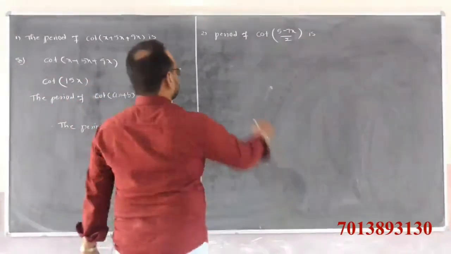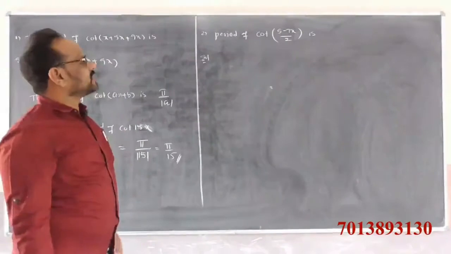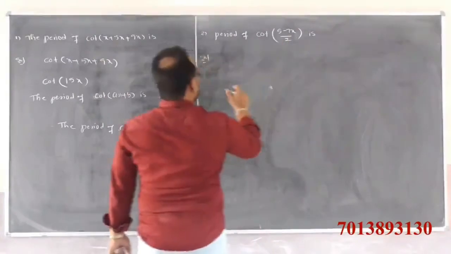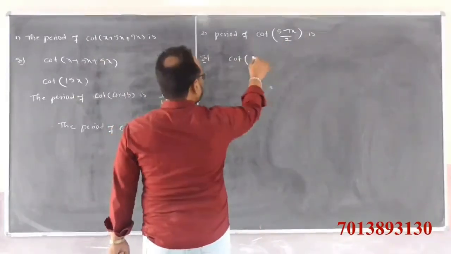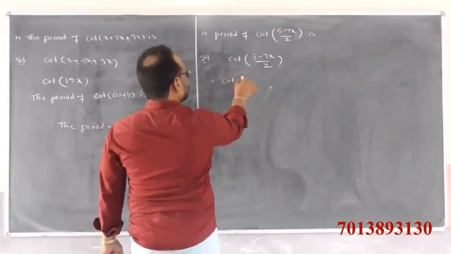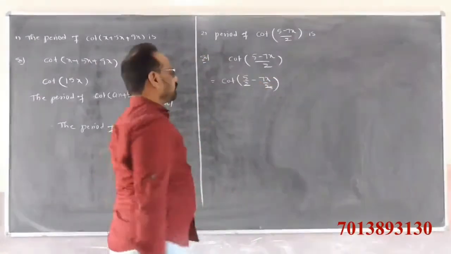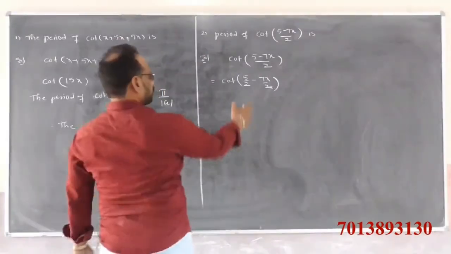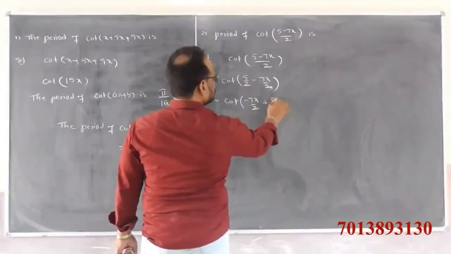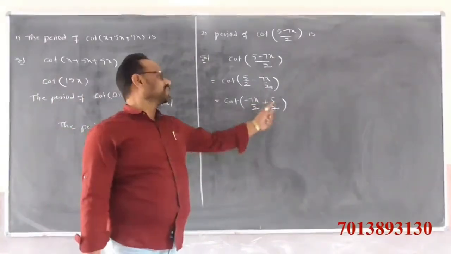Next, the second one. Observe here. The period of cot((5 minus 7x) by 2). If you separate the denominator, we get cot(5 by 2 minus 7x by 2). This can be written as cot(minus 7x by 2 plus 5 by 2), that is cot(minus 7 by 2 x plus 5 by 2).